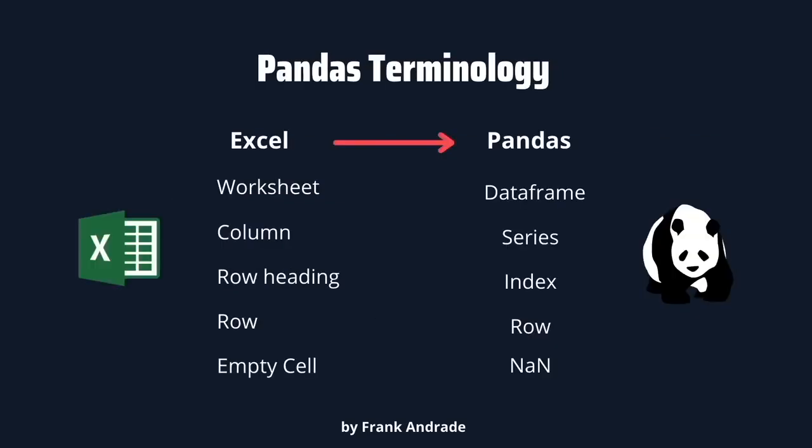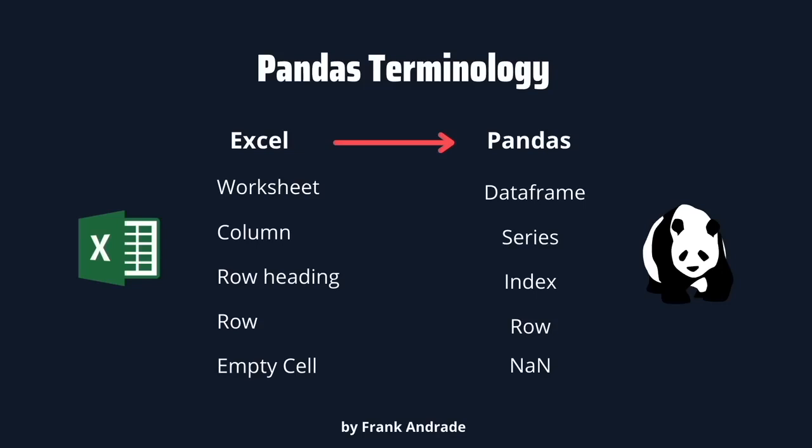So as I mentioned before, in Excel we work with worksheets, and in Pandas we work with data frames. The columns in Excel are also known as series in Pandas, but we also often say the word columns. And in Pandas we work with an index. The index are those numbers that are on the left. And in Pandas we also say rows. We have many rows, well, observations too, but rows are fine.